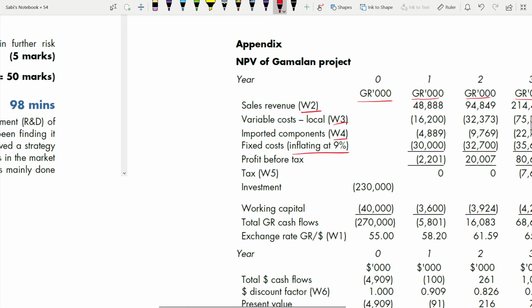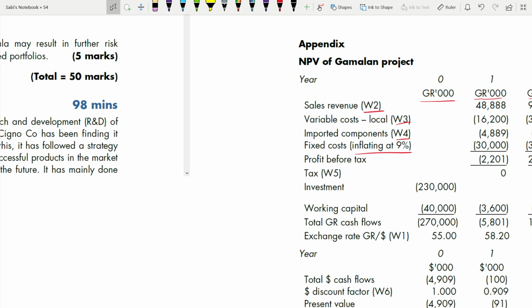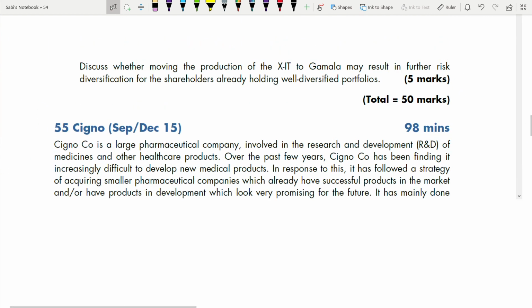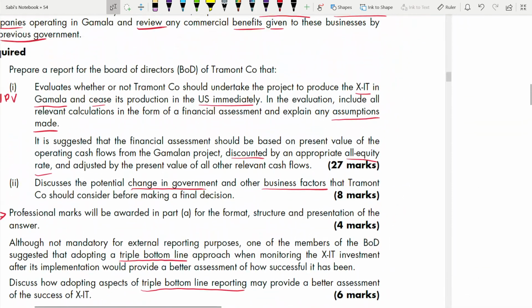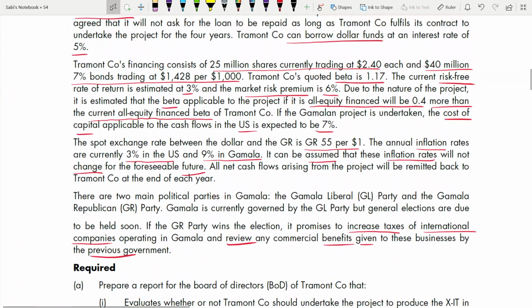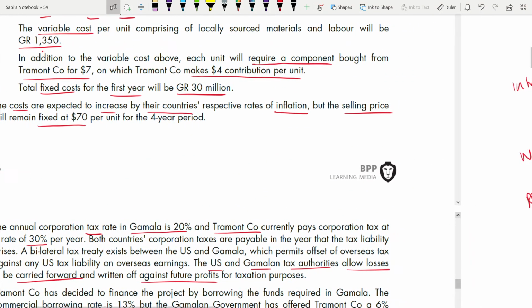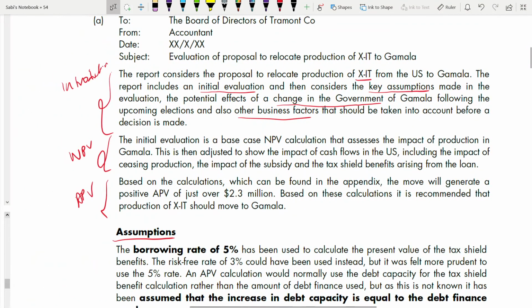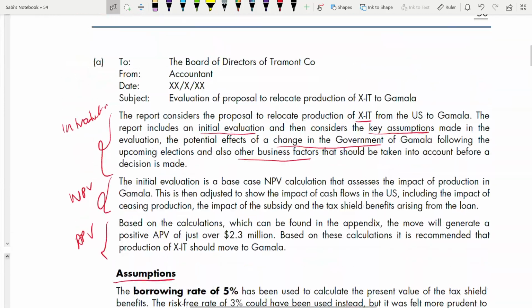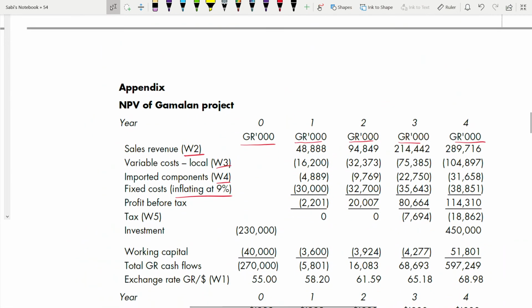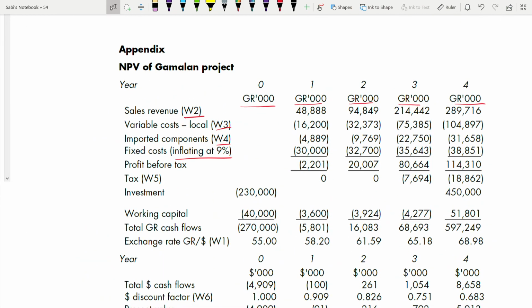Right now, I forgot what the fixed cost is. So I will go and see what the fixed cost is again to confirm. The fixed cost is 30 in the first year, and it will increase by the inflation because all costs will increase. So from the table itself, you can inflate it by 9%. You don't have to do a separate working for that.